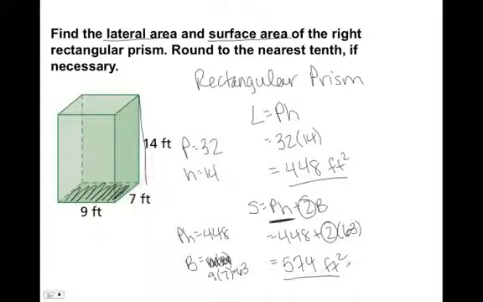Make sure if you're finding both, go back and check your answers and do they seem reasonable? Is the lateral smaller than the total? That should happen because this is only for these lateral faces going around. If it's not, go back and check your math.